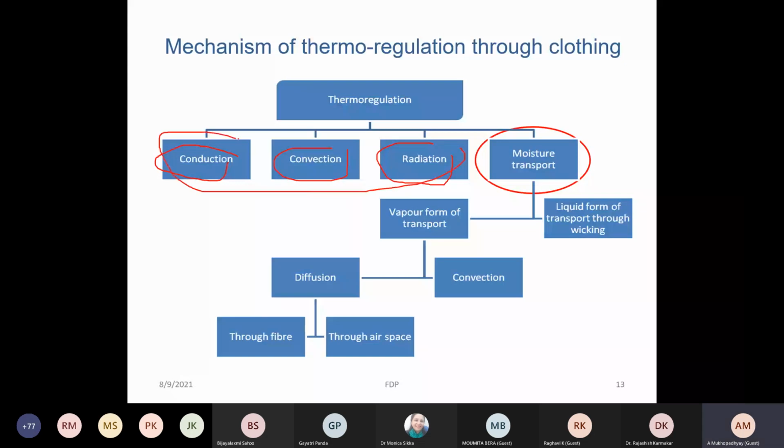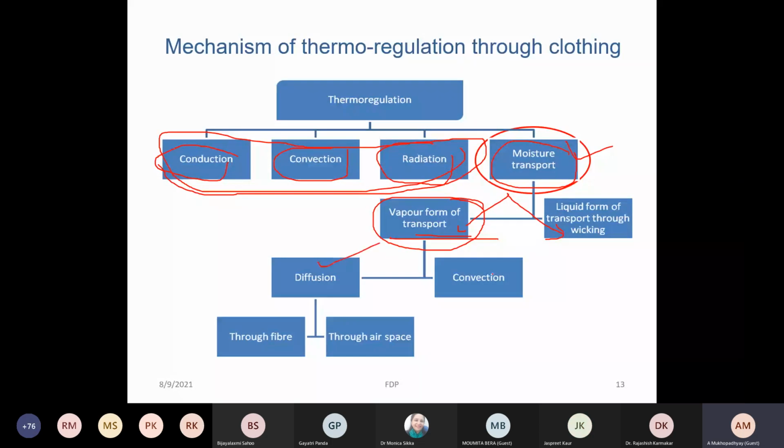Now whenever I talk about mass transfer, this is basically moisture transport. Moisture transport takes place in the vapor form and in liquid form. As I just mentioned, vapor form transport is always preferable. As far as possible, we must design a cloth where the vapor form of transport becomes very effective. Vapor transport is possible by means of diffusion and by means of convection.